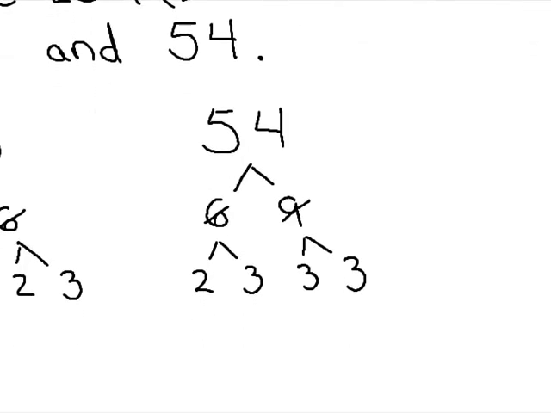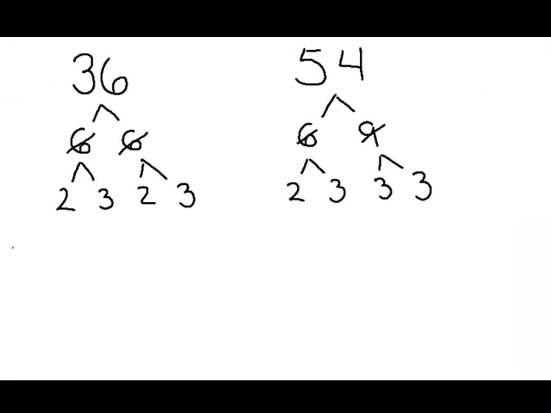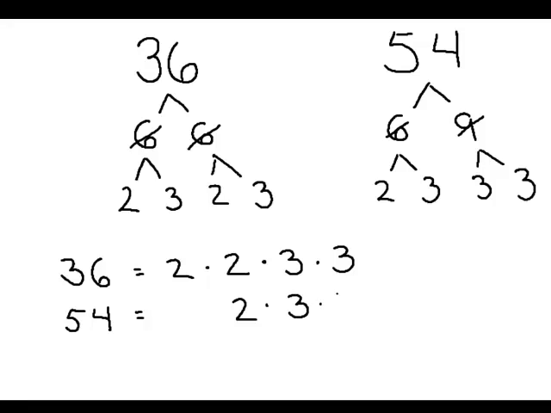Now let's rewrite these prime factorizations so that I can compare the factors of these two numbers a little more clearly. Prime factorization of 36 is going to be 2 times 2 times 3 times 3. And the prime factorization of 54 is going to be 2 times 3 times 3 times 3.